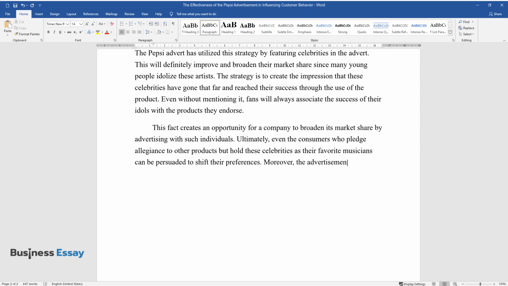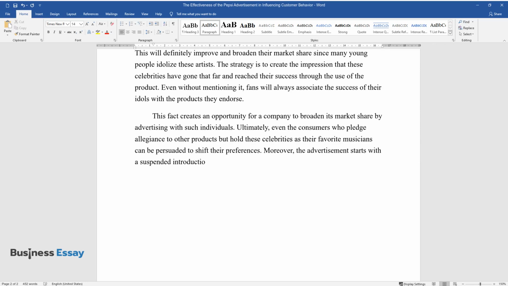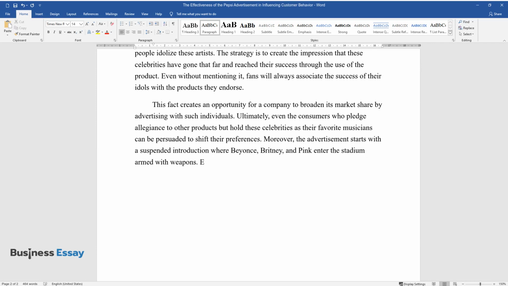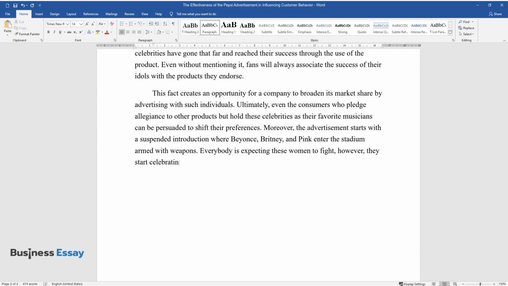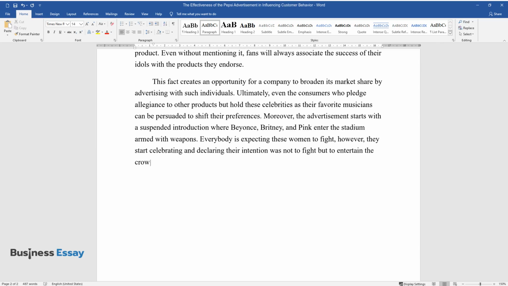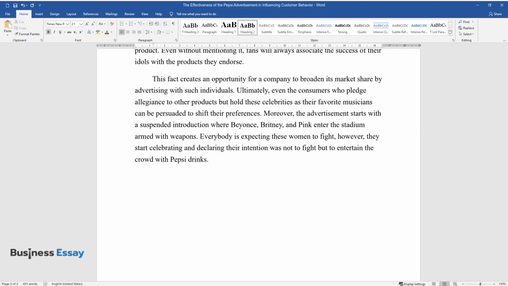Moreover, the advertisement starts with a suspended introduction where Beyoncé, Britney, and Pink enter the stadium armed with weapons. Everybody is expecting these women to fight, however, they start celebrating and declaring their intention was not to fight but to entertain the crowd with Pepsi drinks.